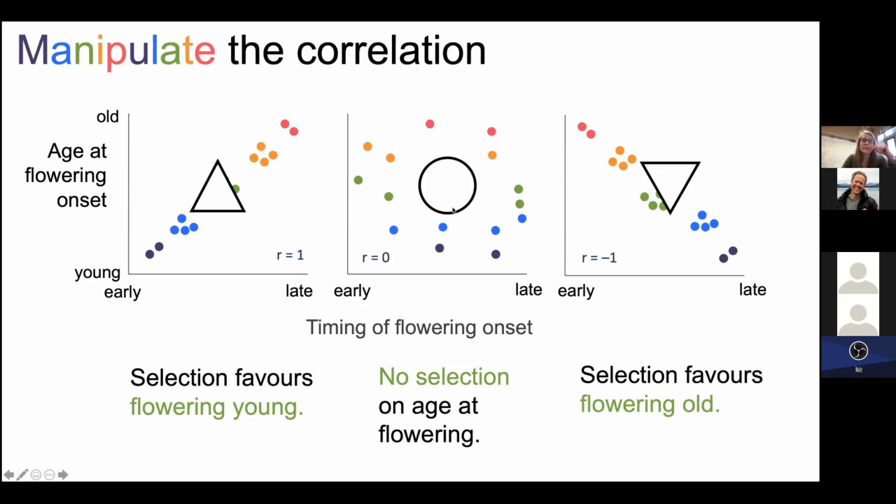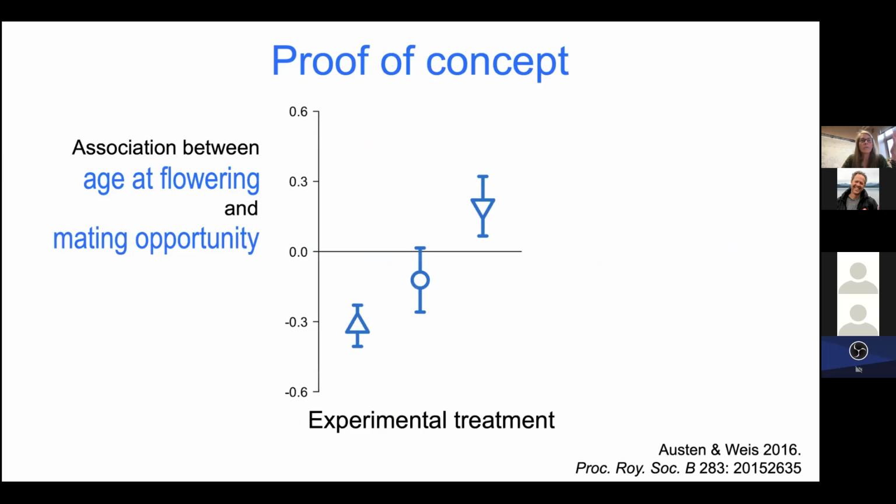Right, the first thing I want to show you is just a proof of concept to show you that age at flowering and mating opportunity were related in the way that I expected them to be, given that fruit set is declining within plants. So all I'm showing you here is that in the positive correlation treatment, represented by the upwards triangle, there was a negative association between an individual's age at flowering onset and its mating opportunity. What that means is that plants with the smallest age at flowering onset, so the youngest age at flowering onset, had the most mating opportunity in this treatment, which is exactly what I expected to be true.